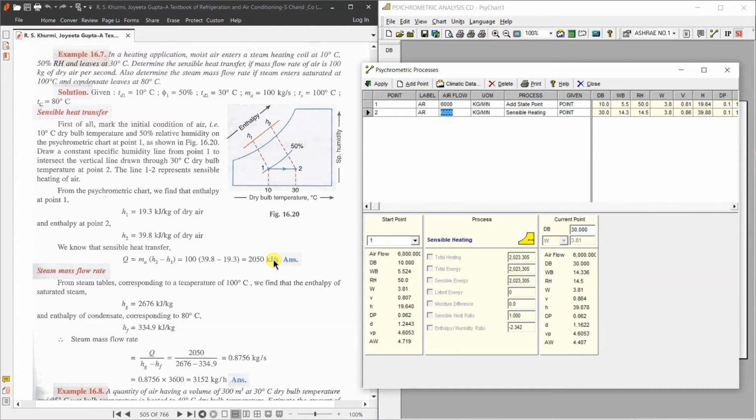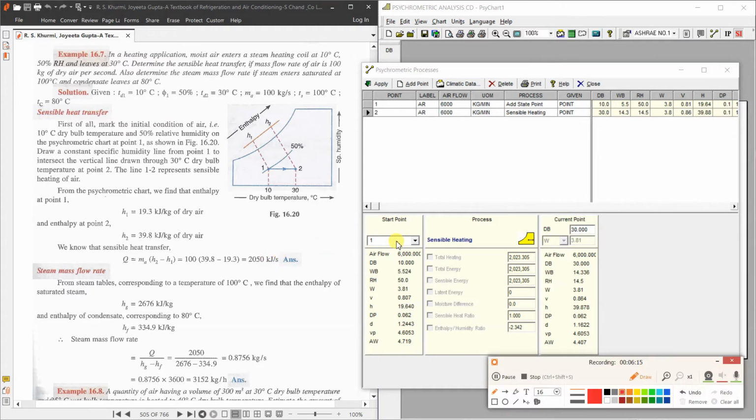Now there is some difference in this value here. This difference is because you can observe the value. Mass flow rate value we have taken as it is, as given over here. So this value is in kg per minute. Here we are getting answer in kilowatt. Here mass flow rate is kg per second. Here we are getting the unit as kilowatt.